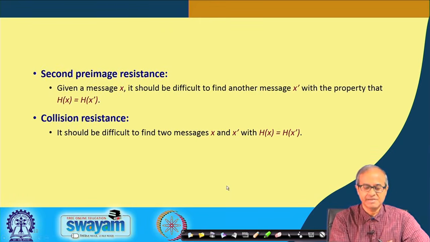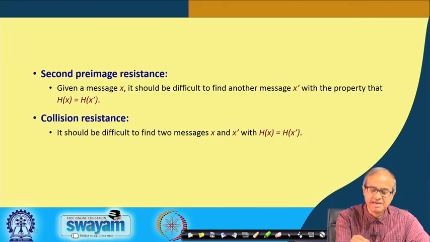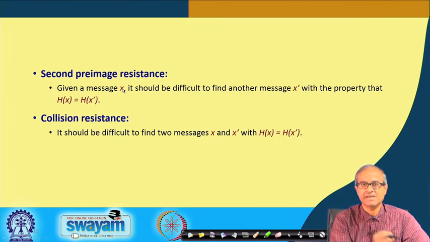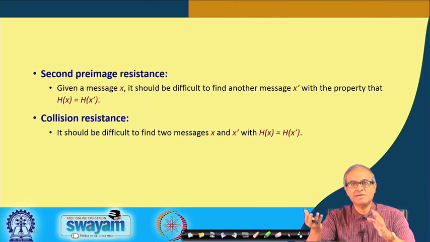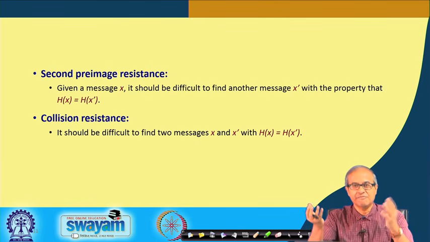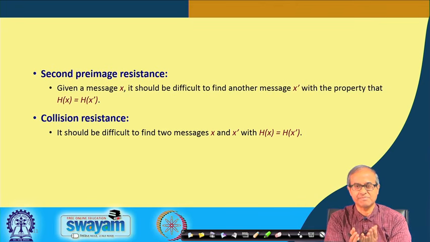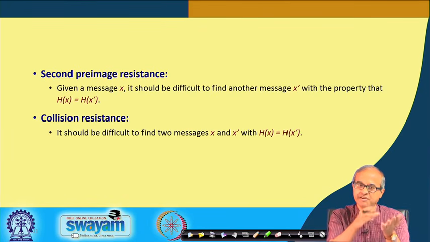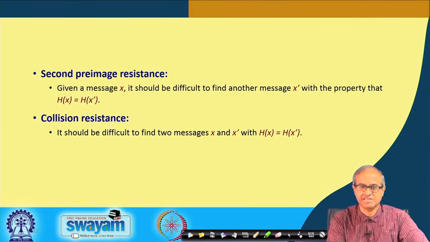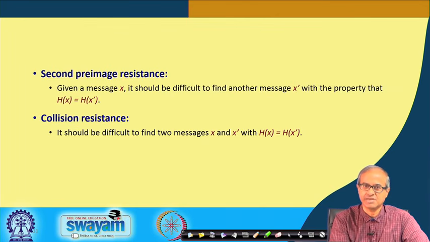Then comes the second level, second pre-image resistance. What does it say? Here I have given a message x. It is difficult to find another message x prime for which the hash values will be the same. Like, I am sending a message, the intruder cannot fabricate another, different message for which the hash value will be the same as my original message. So, it is not easy to do that.